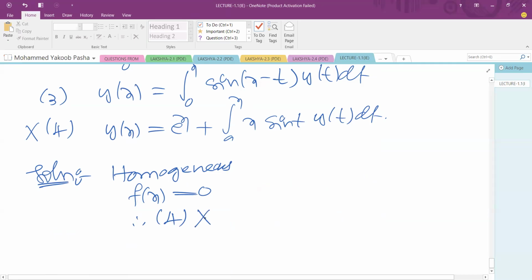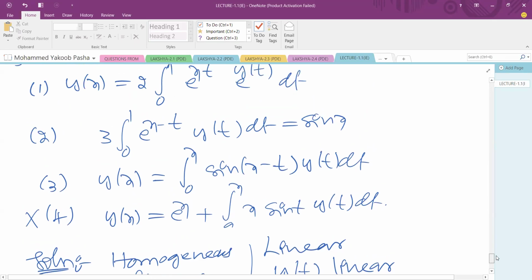I'm writing like this. Now, the second condition, linear. What is the meaning of linear? y of t is linear. Now, what is the wrong answer?